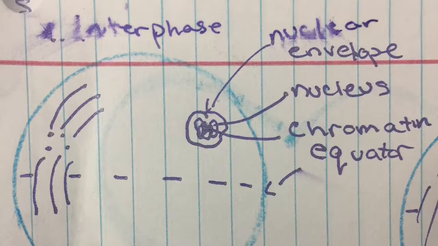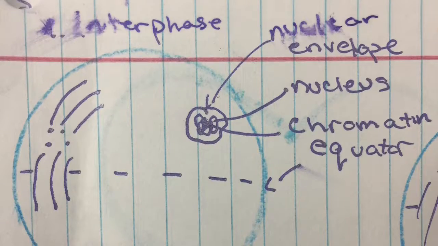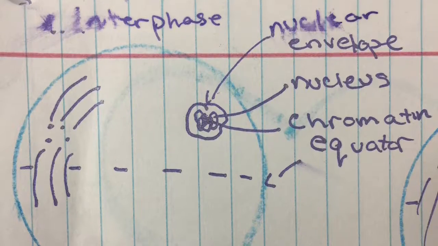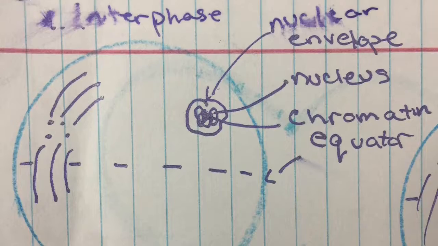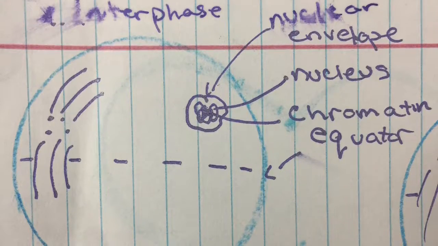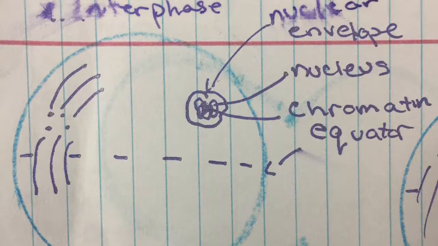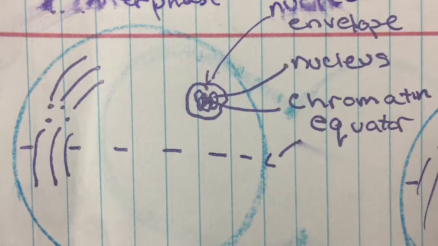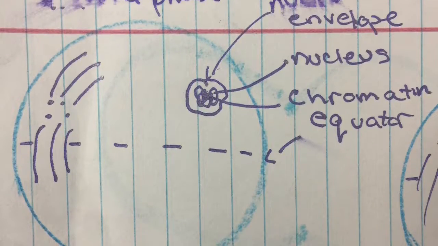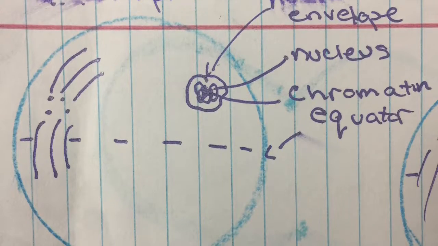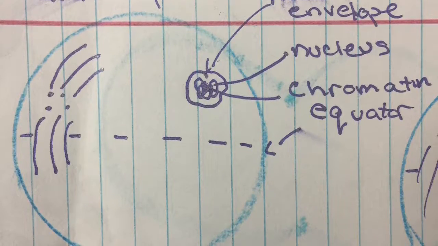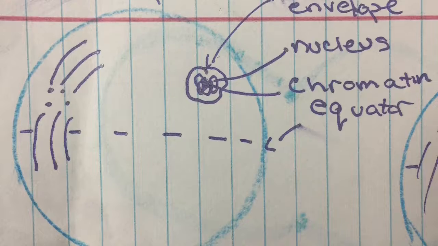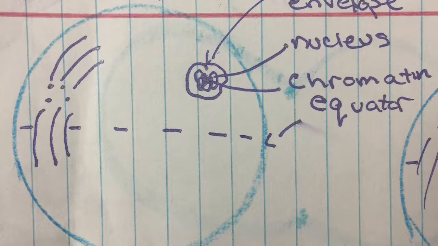During interphase, it goes through three major cycles. First one is growth 1, and that's where the major period of cell growth occurs. Then it moves on to synthesis, which is basically DNA replication. And next is G2, growth 2, which is basically when the cell prepares to divide.